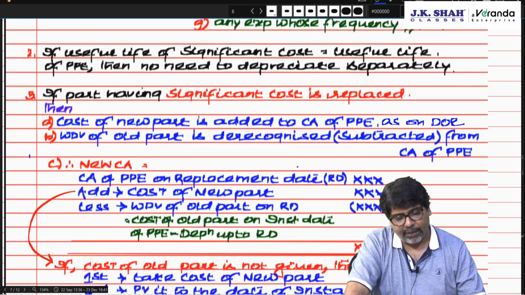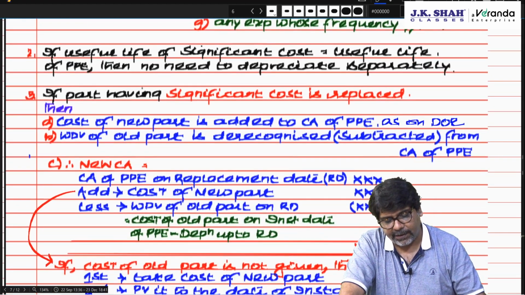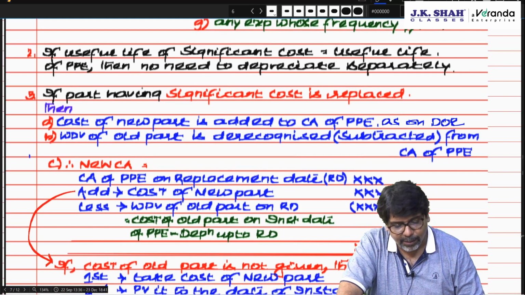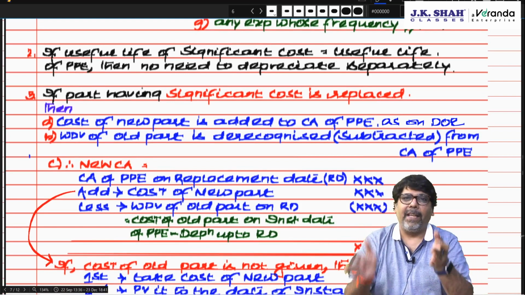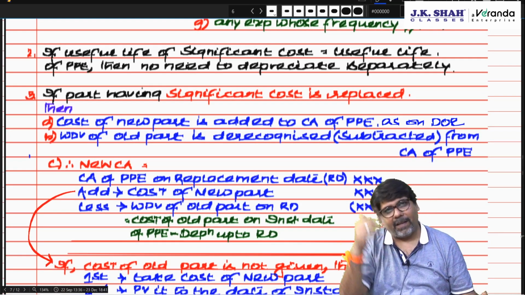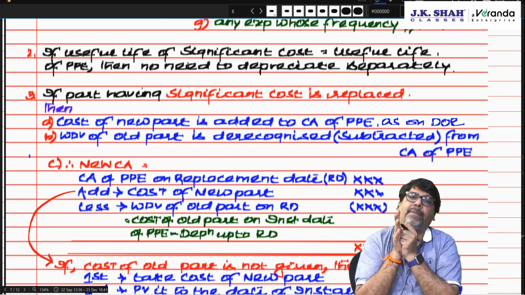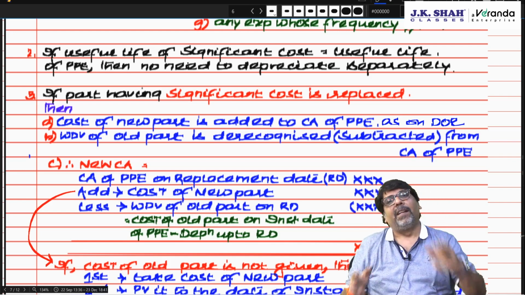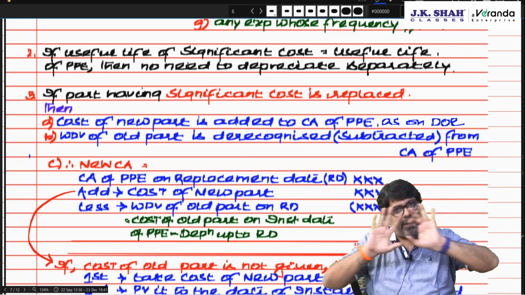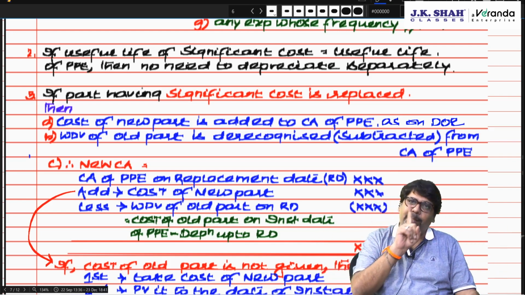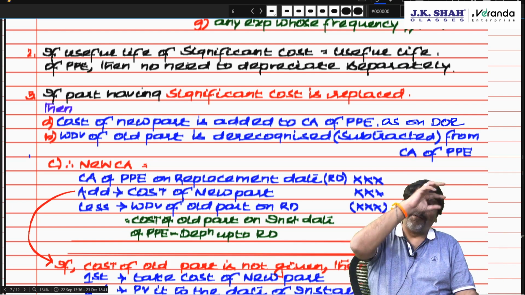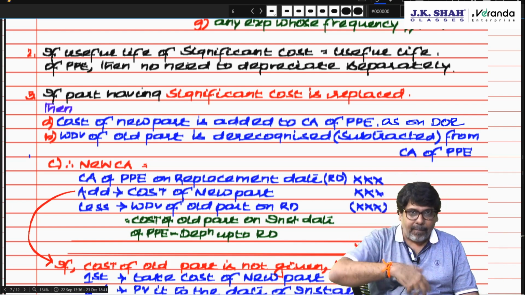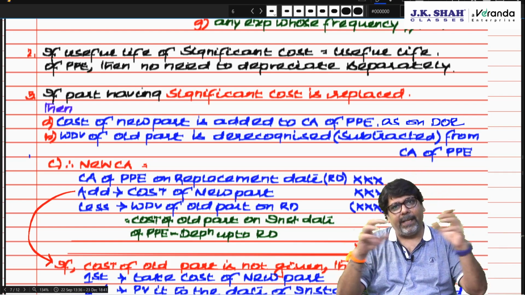If the useful life of the significant cost is equal to the useful life of the PPE, then there is no need to depreciate separately. I told you, if it matches, same expense. If it matches, then depreciate along with the asset. But if the useful life is different, then show it separately. In the balance sheet, you will show it as one consolidated asset. But in the schedule, you will show the asset separately and depreciate it separately.